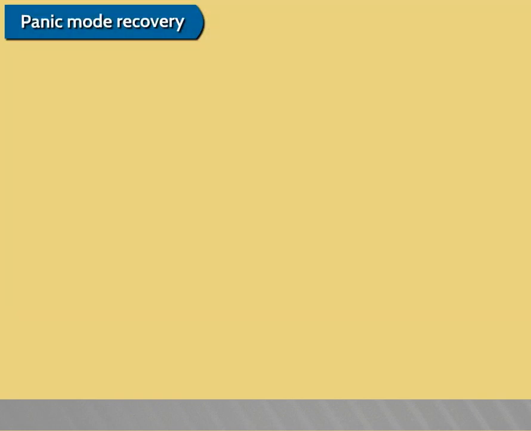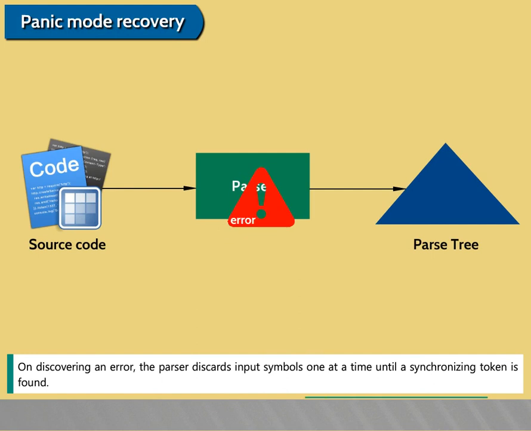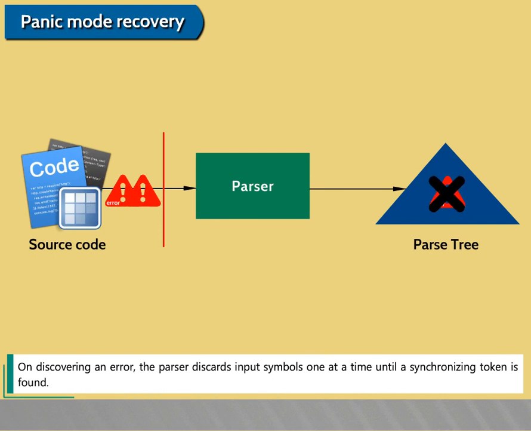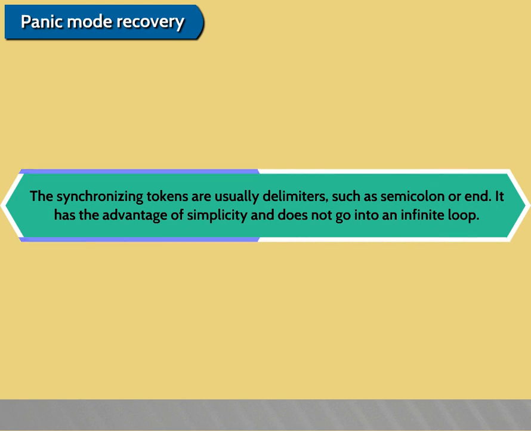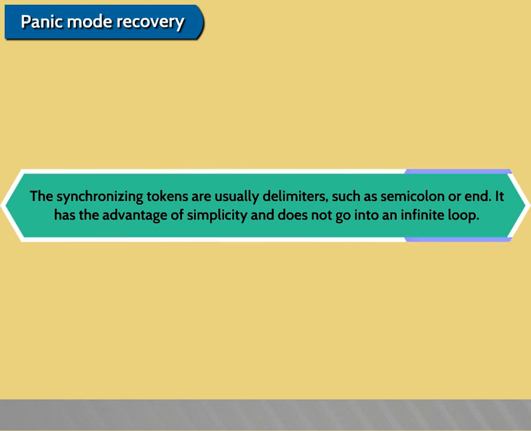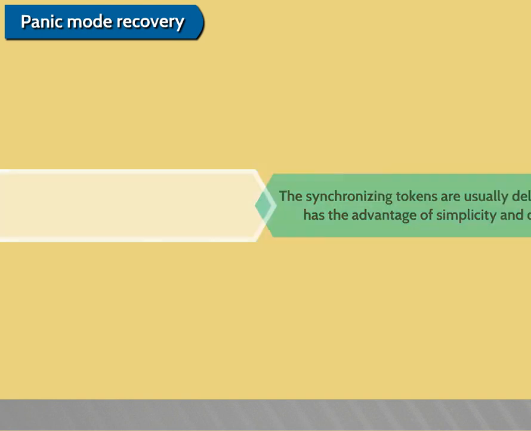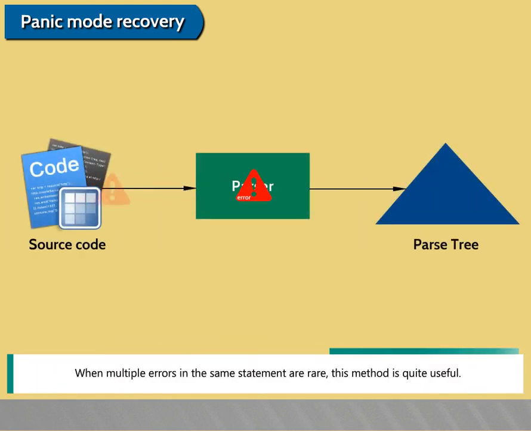Panic mode recovery. On discovering an error, the parser discards input symbols one at a time until a synchronizing token is found. The synchronizing tokens are usually delimiters such as semicolon or end. It has the advantage of simplicity and does not go into an infinite loop. When multiple errors in the same statement are rare, this method is quite useful.